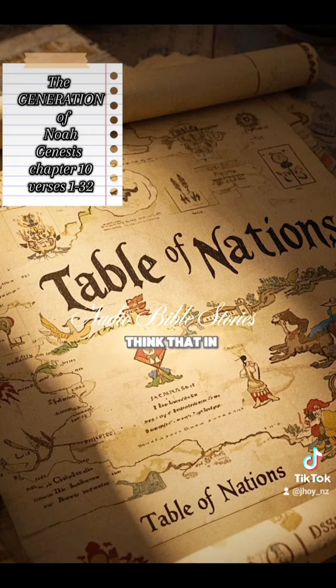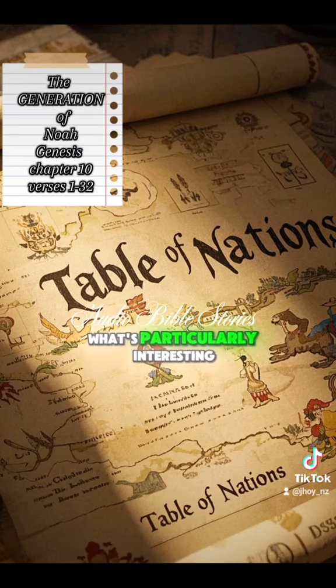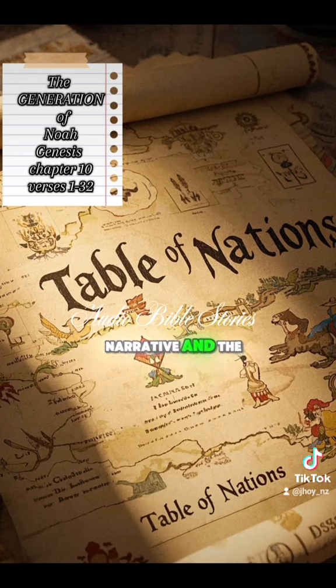It's fascinating to think that in this ancient text, we find one of the earliest attempts to explain the incredible diversity of human civilization. Each name mentioned isn't just a name, it represents entire peoples, cultures, and histories. What's particularly interesting is how this chapter bridges the gap between the flood narrative and the Tower of Babel story. It shows us how humanity recovered and flourished after the flood, creating new communities and civilizations.